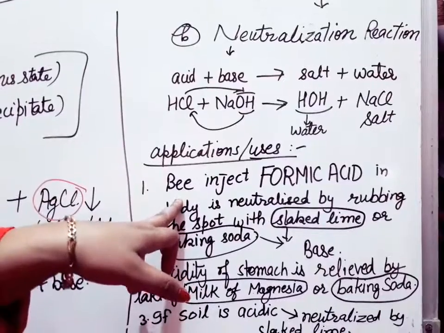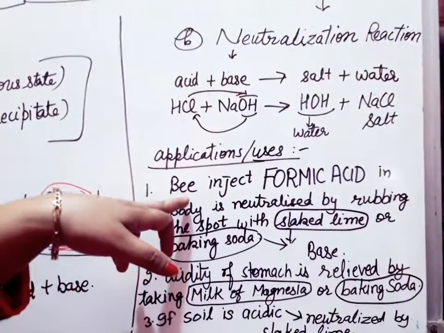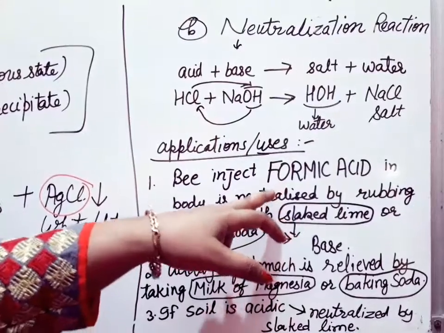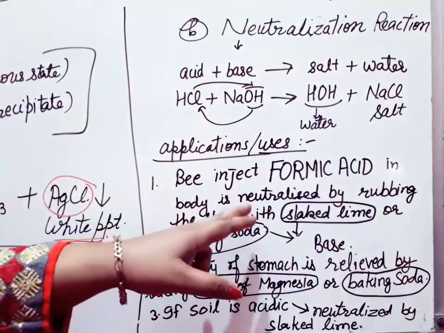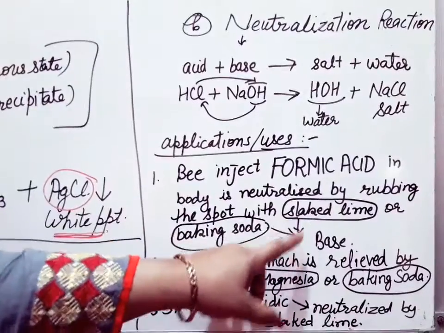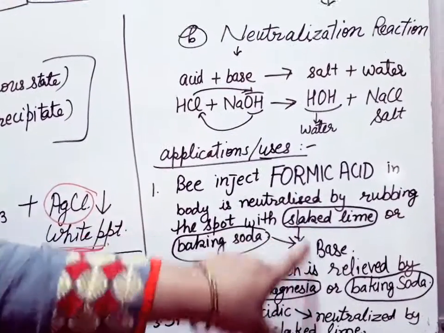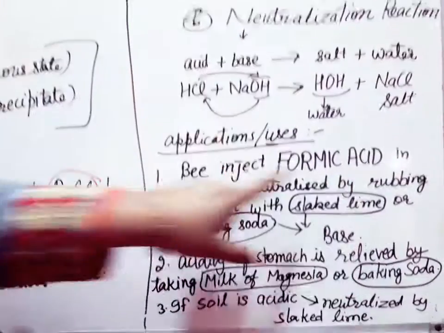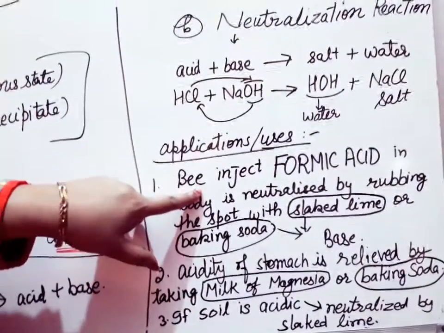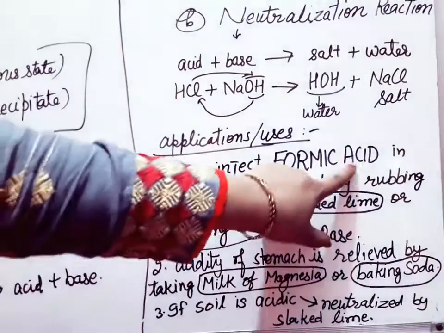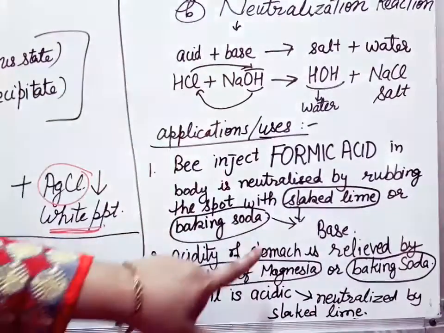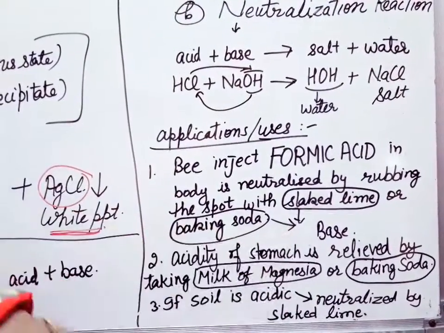And what are the applications or uses of the neutralization reaction? When someone is stung by a bee, the bee injects formic acid into the body, and this causes a lot of pain. It is neutralized by rubbing the spot with slaked lime or baking soda. These both are bases. So when acid is injected by the bee, it bites the skin, acid is injected into the skin, and it is neutralized by adding the base. Acid-base reaction, and hence the pain will be relieved.